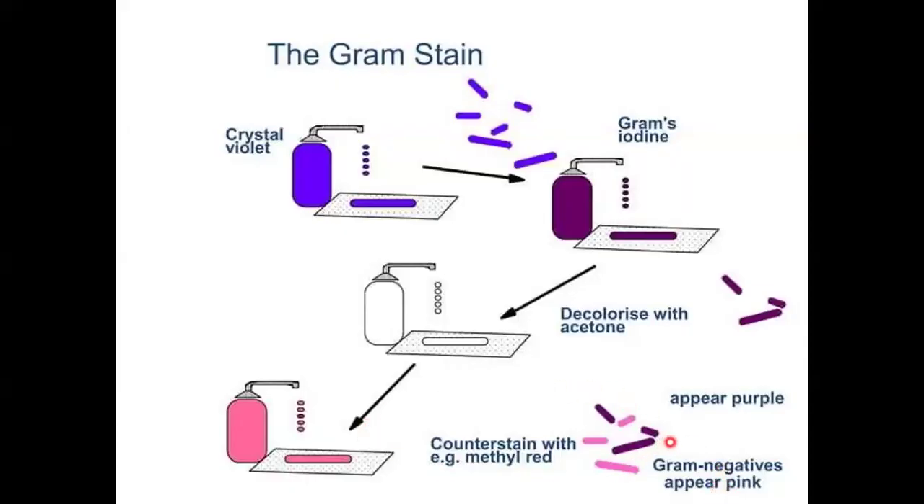After that, a final rinse with water to remove the excess counter stain. And then we dry. After drying, we examine on a microscope. Then we put some oil. That oil, usually called oil immersion, is going to magnify it. You can use times 40, times 100 magnification. The final result is gram-positive bacteria appear purple, gram-negative appear pink.